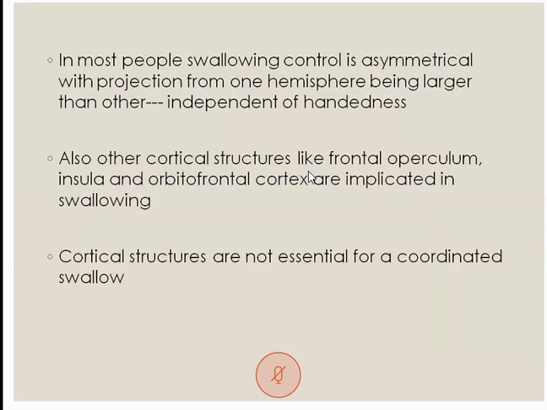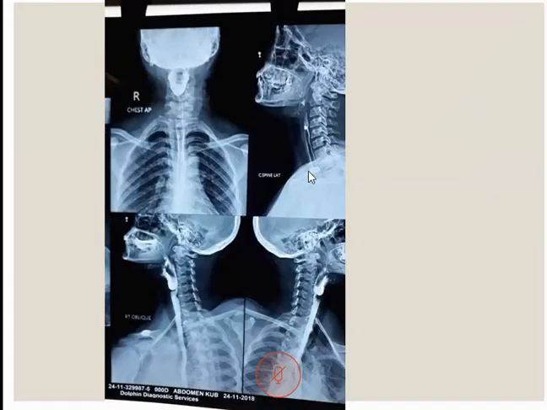In most people, swallowing control is asymmetrical, with projection from one hemisphere being larger than the other, independent of handedness. In right-handed people, the left hemisphere is dominant. Other cortical structures like the frontal operculum, insula and orbitofrontal cortex are also implicated in swallowing. Cortical structures are not essential for coordinated swallow movement.